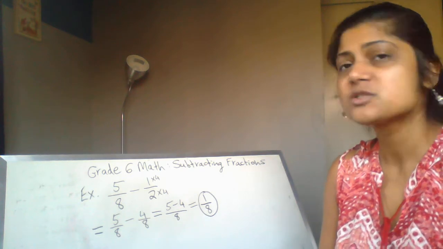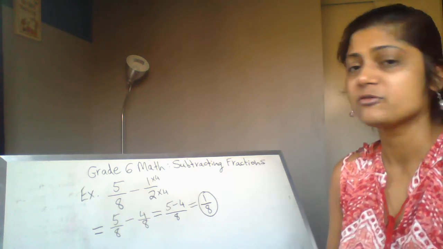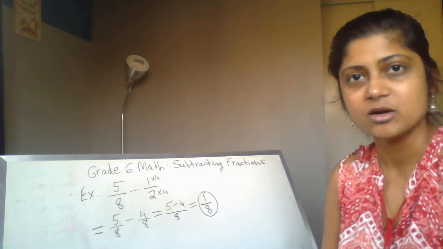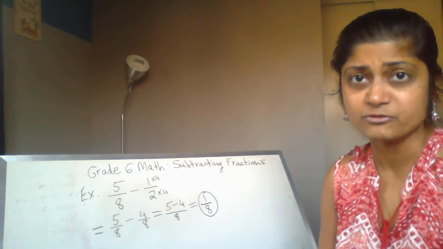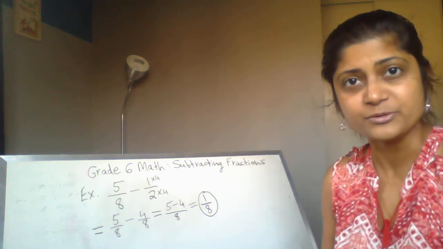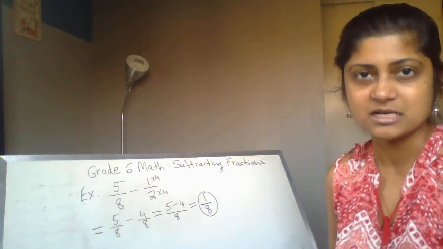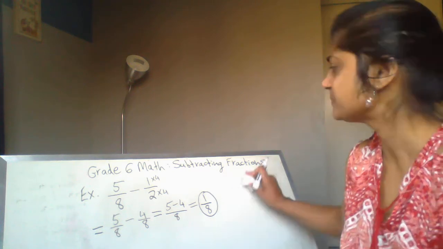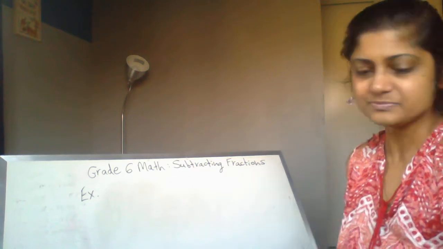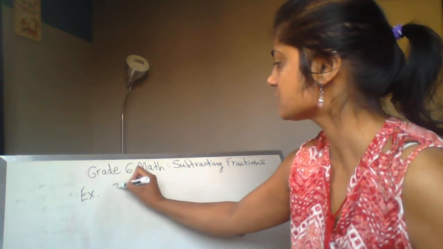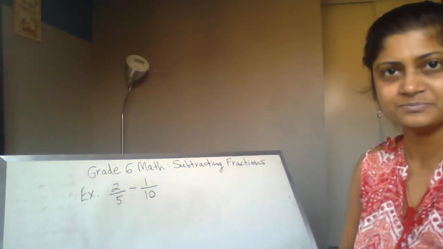So in this case, I only had to multiply one of the fractions by 4 in order to get a common denominator. There will also be cases where I need to multiply both of the fractions by each other in order to get that common denominator. But with that, let's try one more example that's similar to this one. I want to make sure everyone understands the concept. So let's try this one. This is 2 over 5 minus 1 over 10.